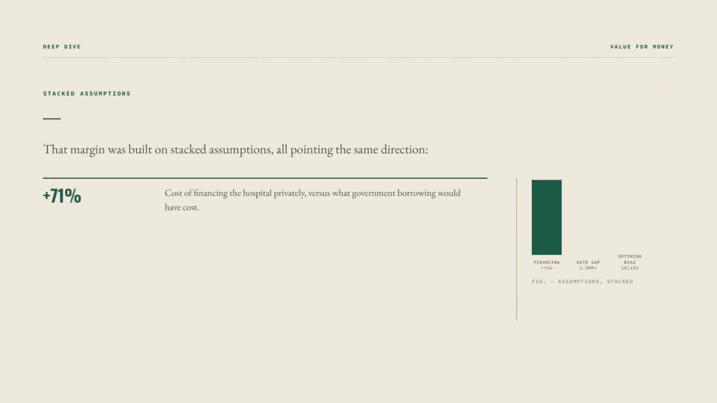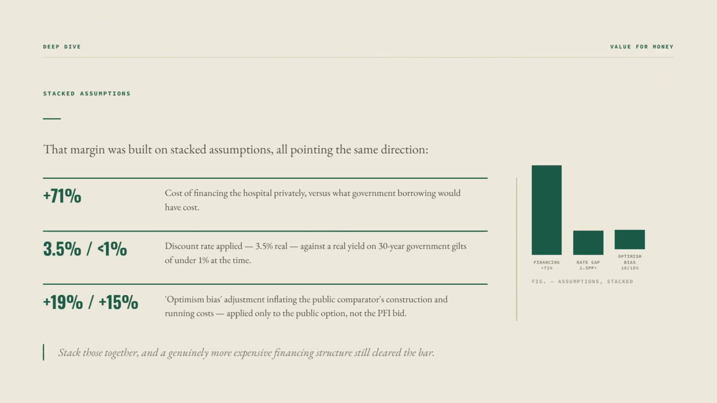That margin was built on stacked assumptions, all pointing the same direction. Financing the hospital privately cost 71% more than government borrowing would have. The discount rate applied was 3.5% real, against a real yield on 30-year government gilts of under 1% at the time, and an optimism bias adjustment inflated the public comparator's construction and running costs by 19% and 15%, applied only to the public option, not the PFI bid. Stack those together, and a genuinely more expensive financing structure still cleared the bar.